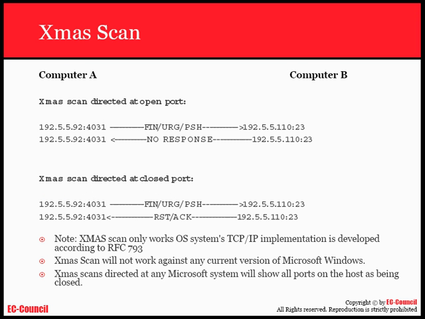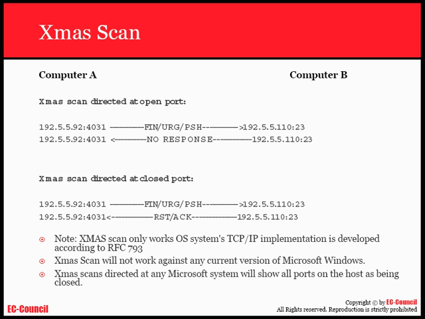Now with a Christmas tree scan, I'll get two different responses depending upon what I get. For instance, computer A will send a FIN, an URG, and a PUSH, one packet with all three flags set, to computer B. If computer B does not send a response, in other words, I don't get anything, then I can assume that port is open. However, if I get back a reset or an acknowledge flag, then that tells me that particular port is closed.